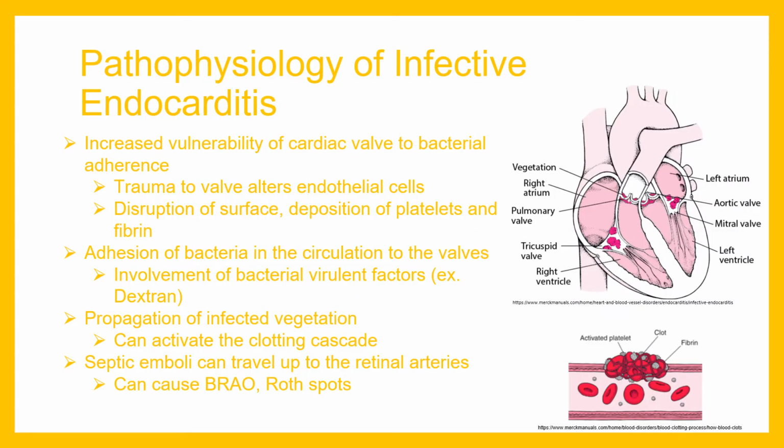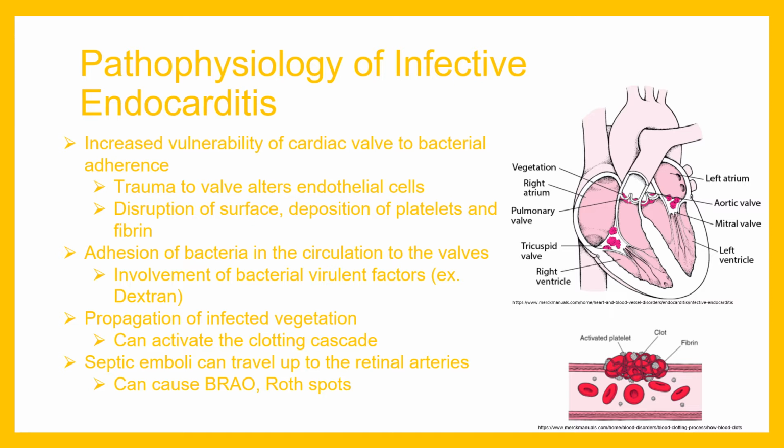The pathophysiology of infective endocarditis starts with the increased vulnerability of the valves in the heart to bacterial adherence. This is done by any trauma to the valve that alters the endothelial cells, and also disruption of the surface, which physically roughens the surface and also exposes the factors present beneath the surface layer for the deposition of platelets and fibrin.